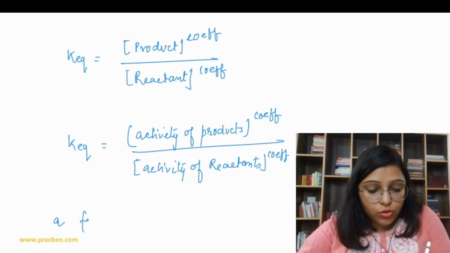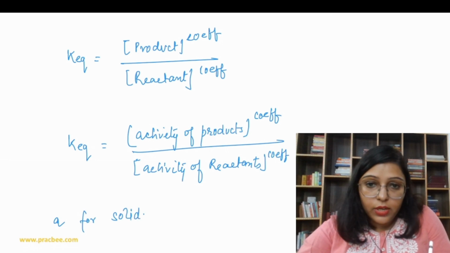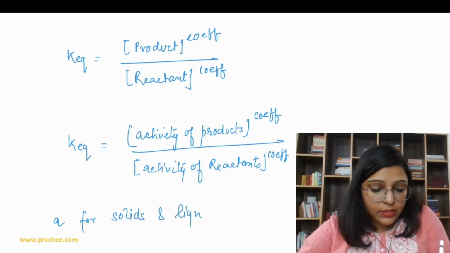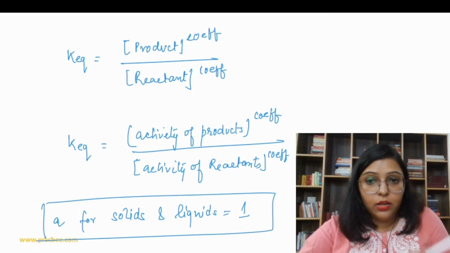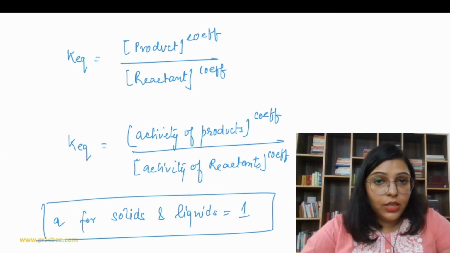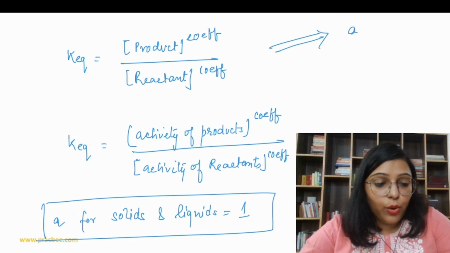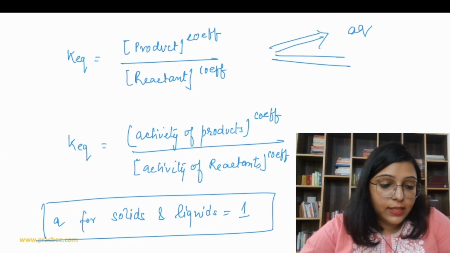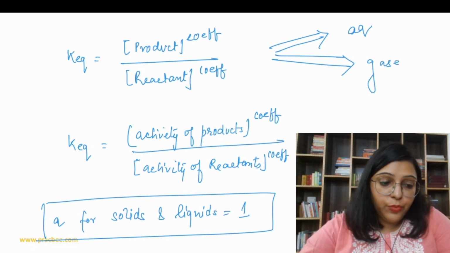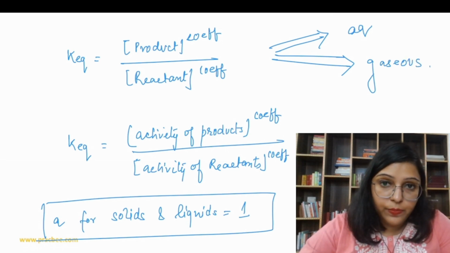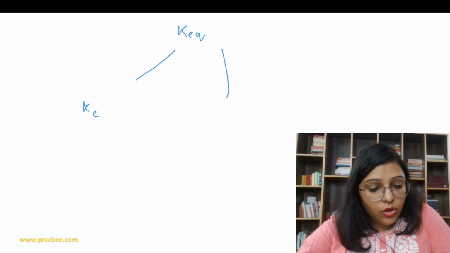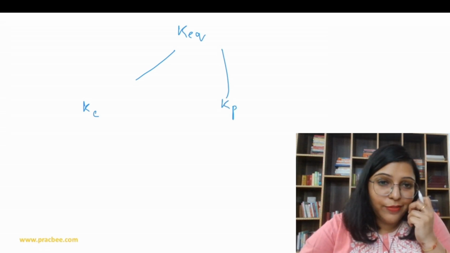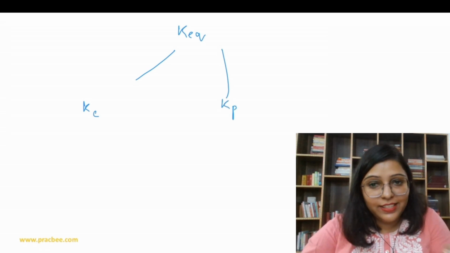Activity for solids and liquids is considered to be 1. So in the equilibrium expression, we can take aqueous terms or gaseous terms. We can take only these 2 terms. Okay. So K equilibrium can be Kc or Kp, right? We can also have Kx and Kn, but right now we have Kc and Kp.